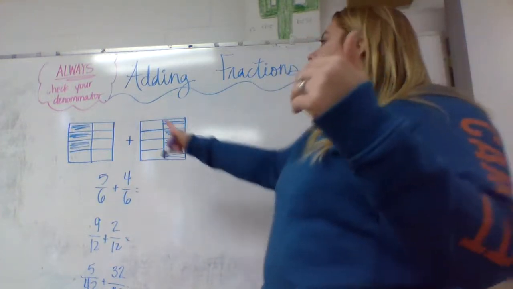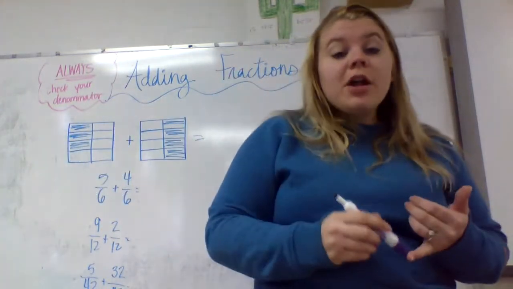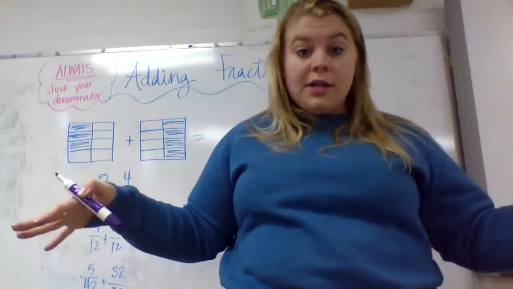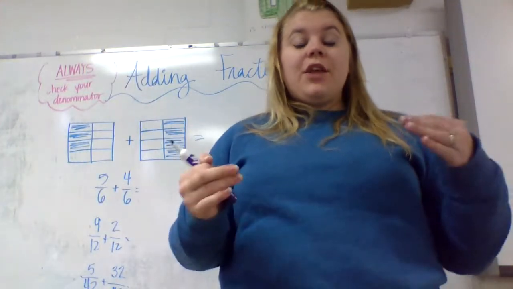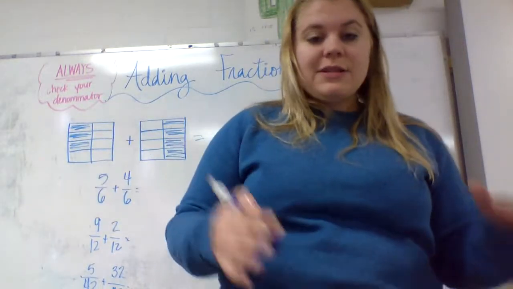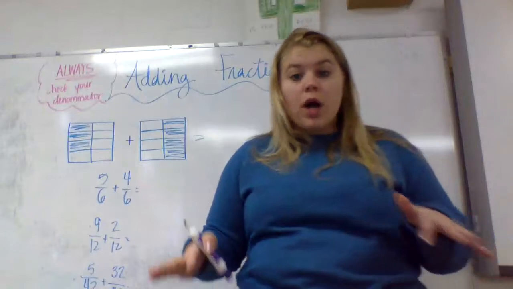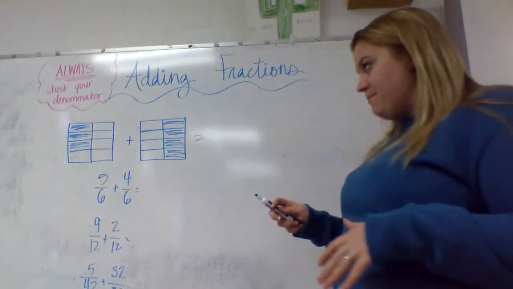anything else, you have to always check your denominator. If your denominator is not the same, you can't go on. So make sure that you're adding 6ths plus 6ths. You're adding 37ths plus 37ths. Whatever fractions you're adding, make sure that your denominator is the same.